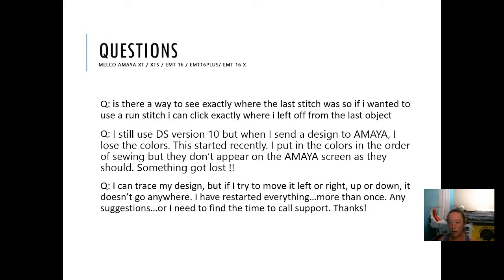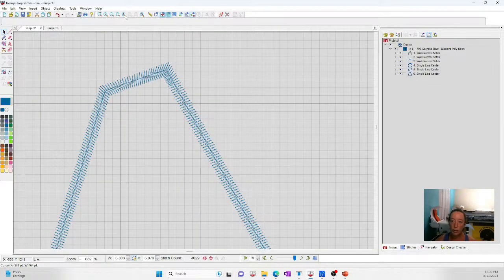Is there a way to see exactly where the last stitch was? If I want to use a run stitch, I can click exactly where I left off from the last object. Yes, but I personally don't find that it has to be exact because it depends on the properties you have set. As long as you're darn close, it's good enough.